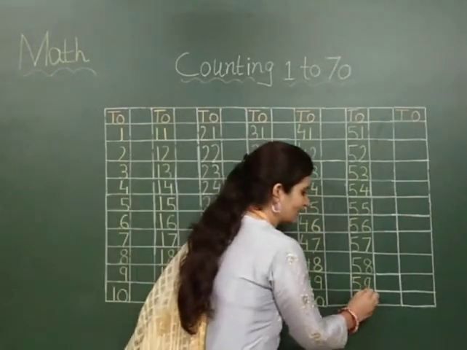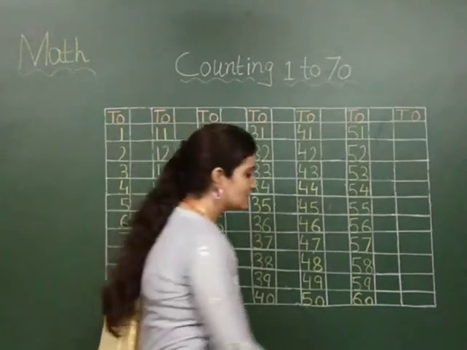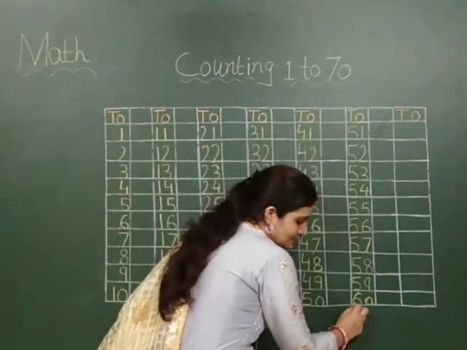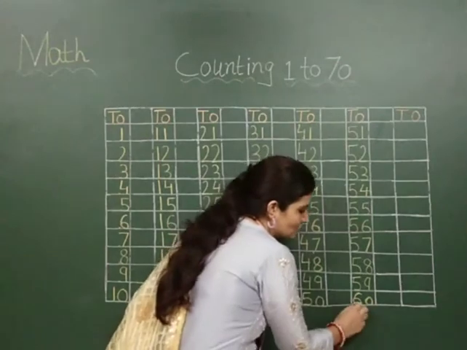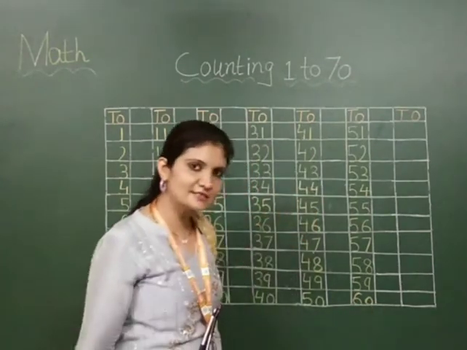What comes after 59? Yes, it's 60. 6 and then 0. It's called 60.